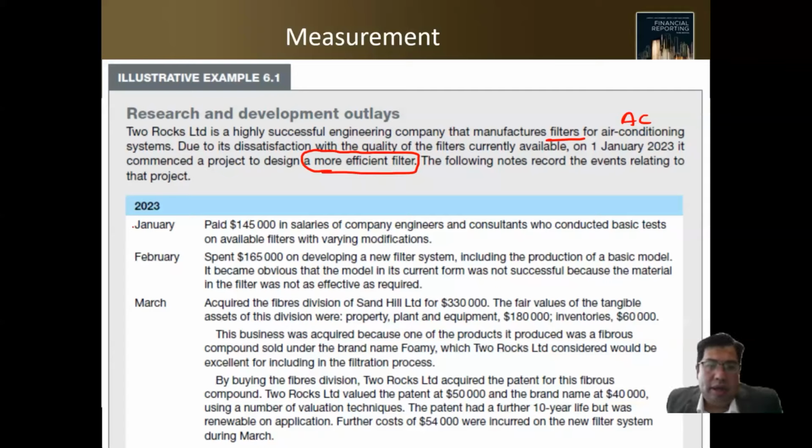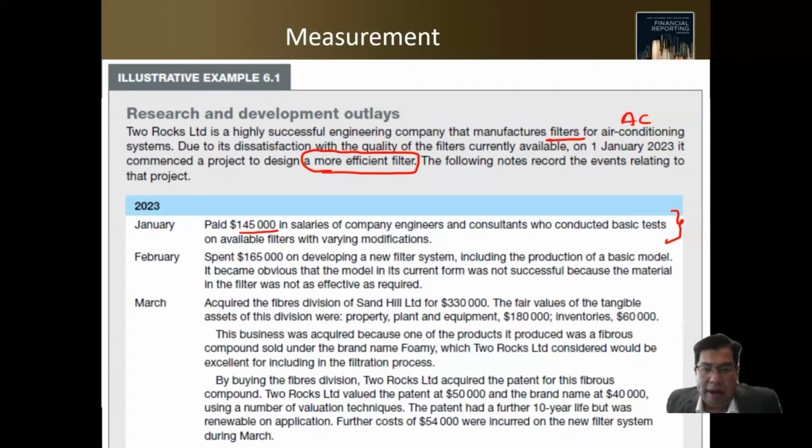On January 2023, paid 145,000 salaries for an engineer consultant who conducted basic tests on available filters with varying modifications. So they start doing their research there. So this falls under research because you don't achieve anything yet. It's still under a research stage.